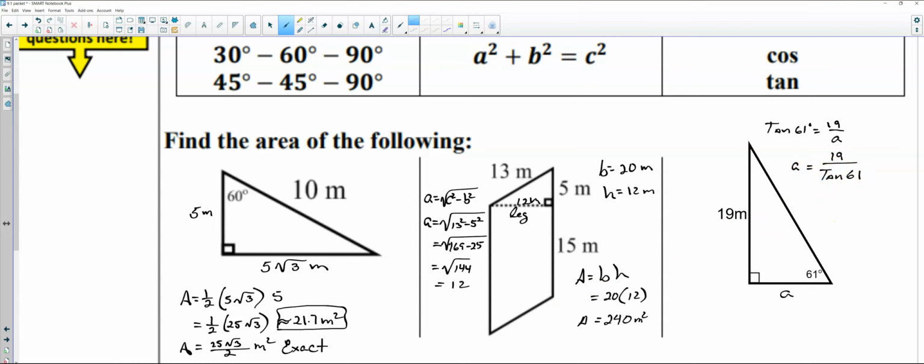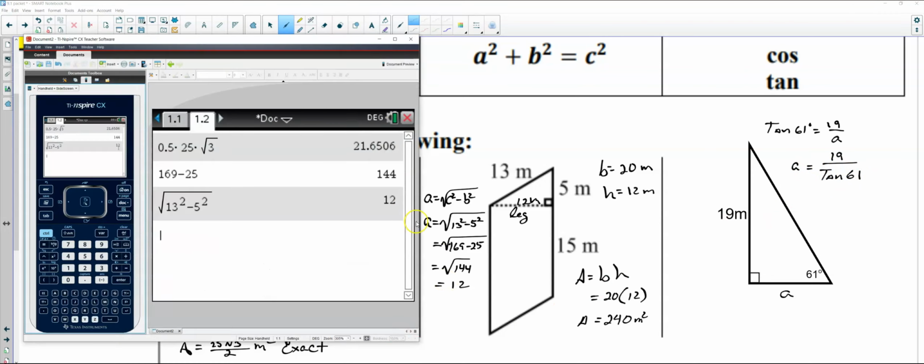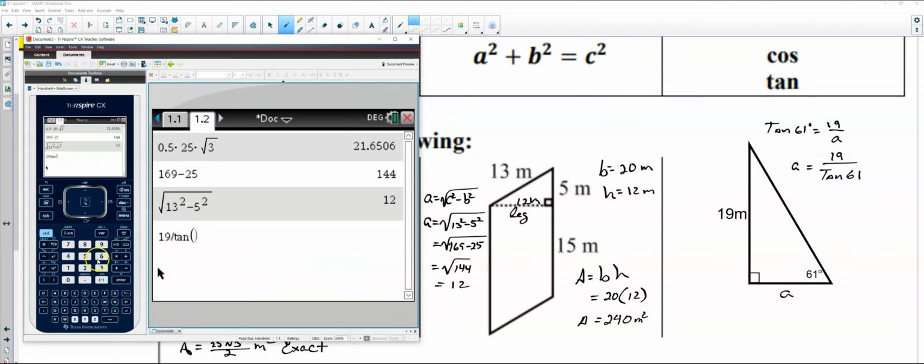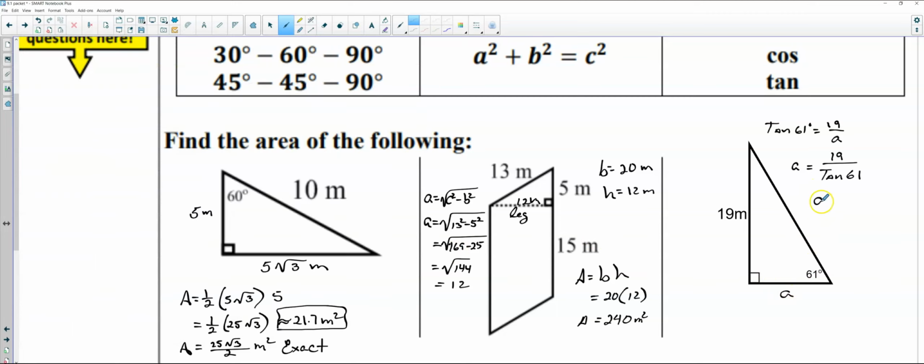To look for that in the calculator, always make sure the calculator is on degrees, right? So you're going to say 19 divided by the tangent of 61, and that gives you approximately 10.5, or 10 and 5/10. So this right here, A, is 10 and 5/10 meters.